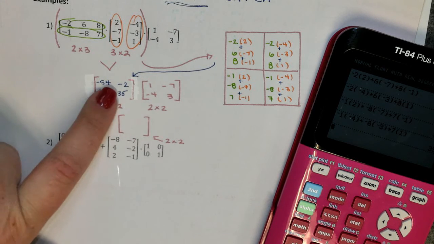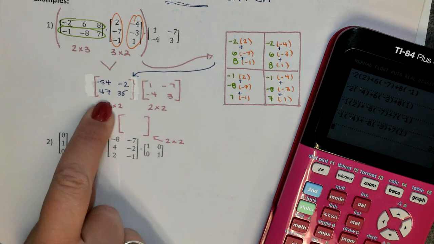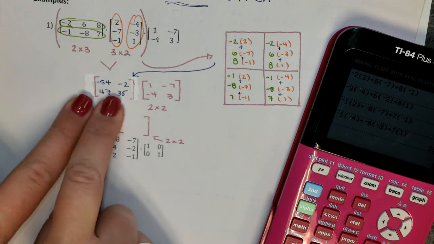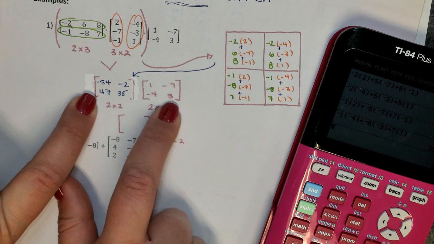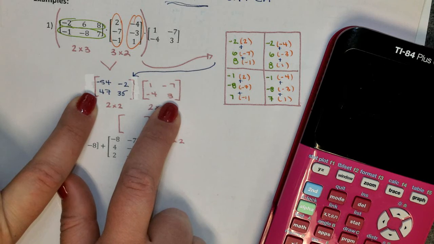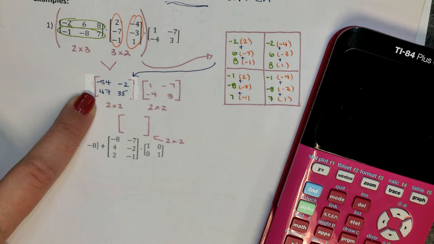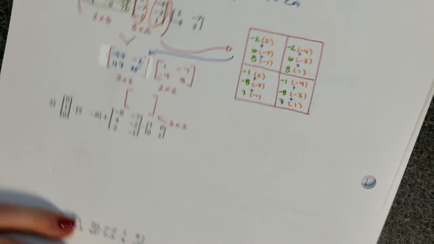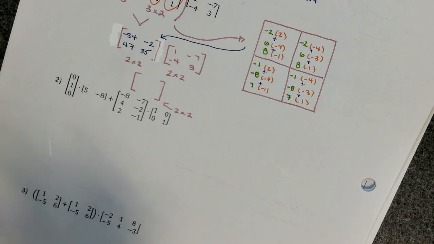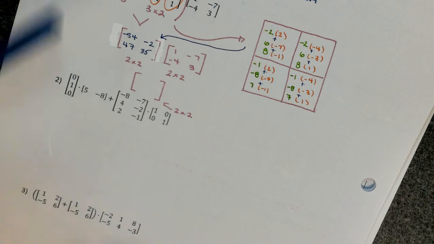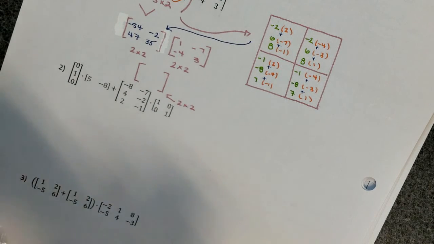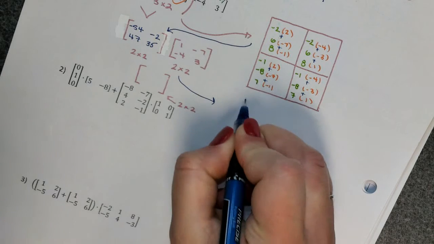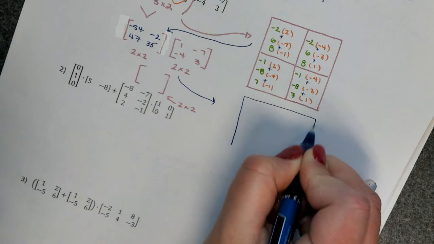Okay, so now we multiplied these two together and got this answer. And so we have that answer times that third matrix still. Do you guys know how to multiply a 2 by 2 times a 2 by 2? Yeah, so this last part shouldn't be anything new then. A 2 by 2 times a 2 by 2 is going to get me a 2 by 2. So when I multiply this together, I'm going to need a 2 by 2 workbox.